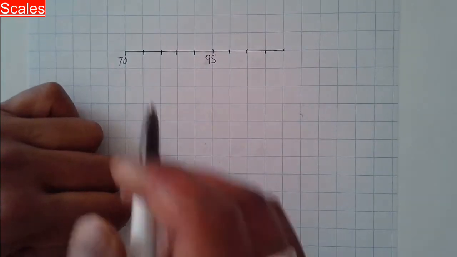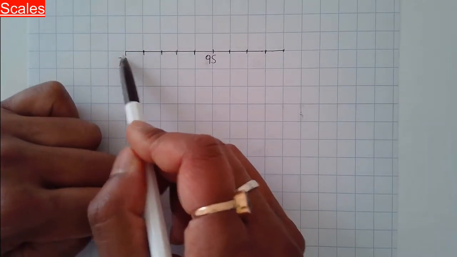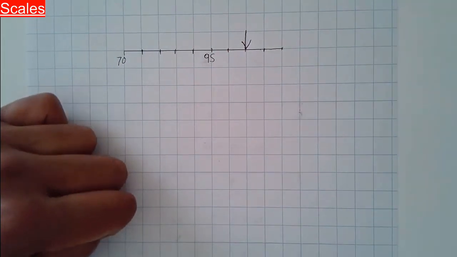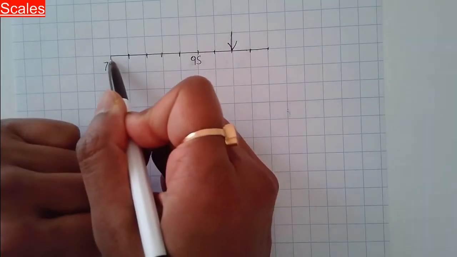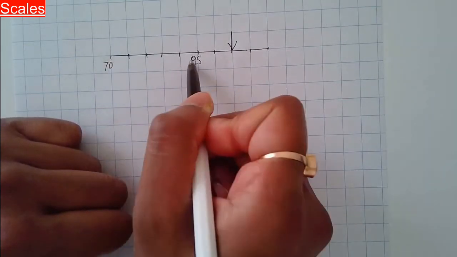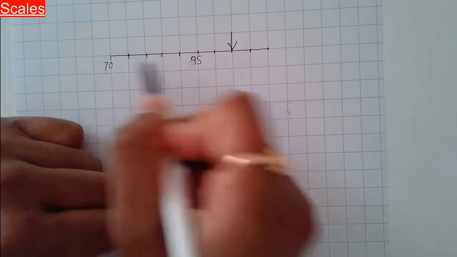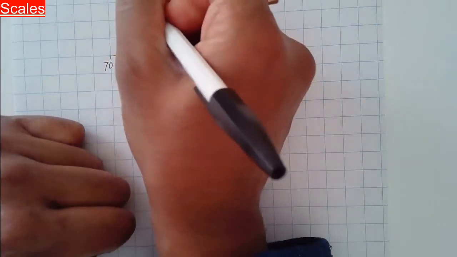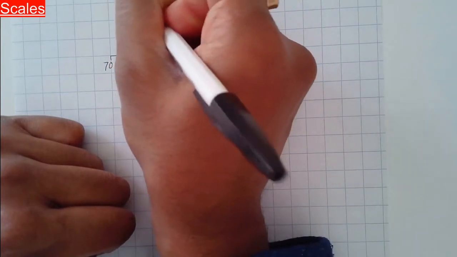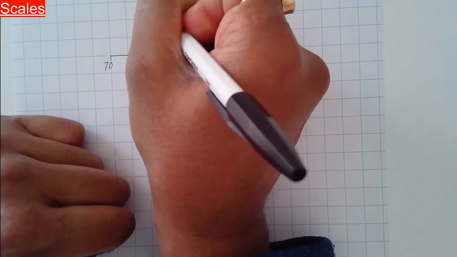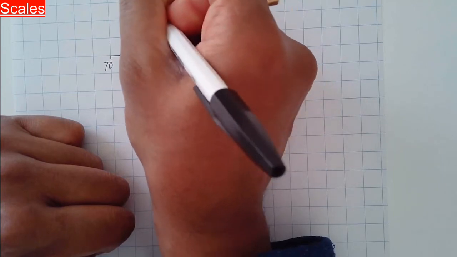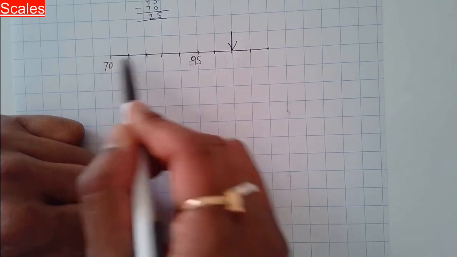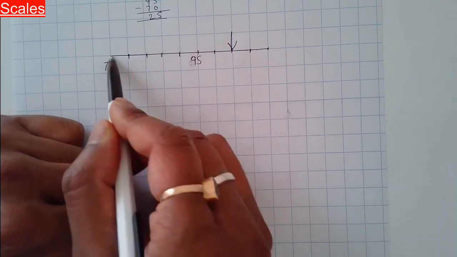Right, this one looks a bit strange. It doesn't begin at 0, but it doesn't matter. Let's suppose I want to know what this one is. Well, first work out the gap between 70 and 95. From 70 to 95, there's a gap of 95 take away 70. Five take away 0 is 5, 9 take away 7 is 2. There's a gap of 25 here. So the difference between 70 and 95 is 25.